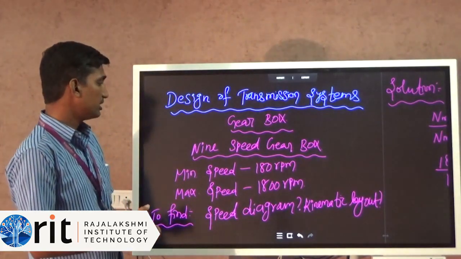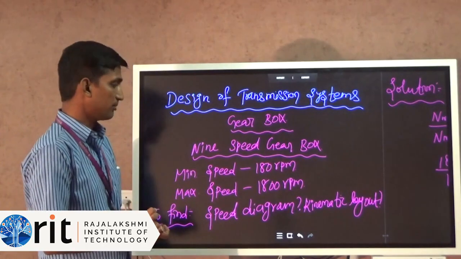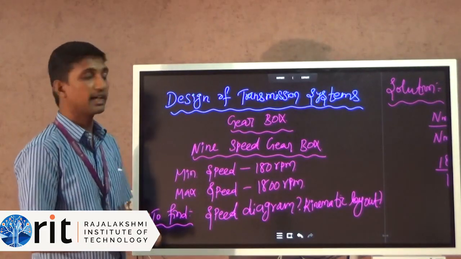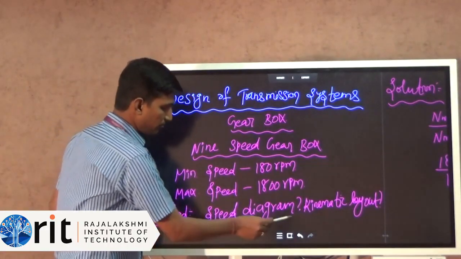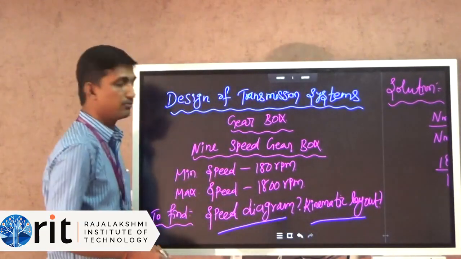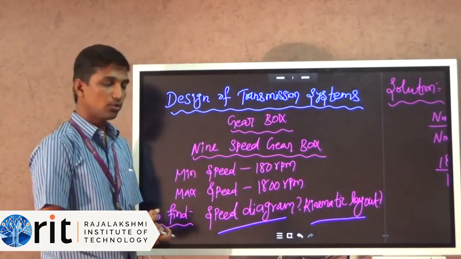These are the two parameters given in the problem. Based on these two parameters, we are now in a position to find the speed diagram and the kinematic layout. These two parts we are going to find using the values given in the question.